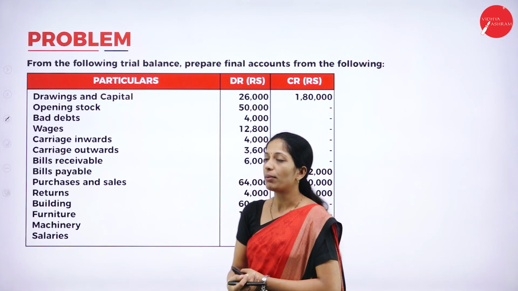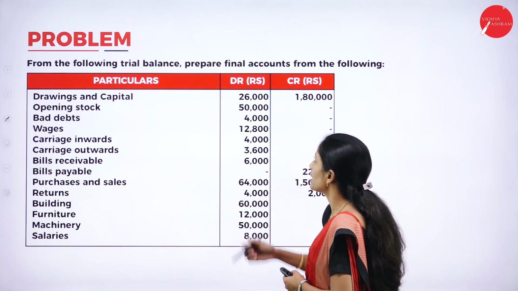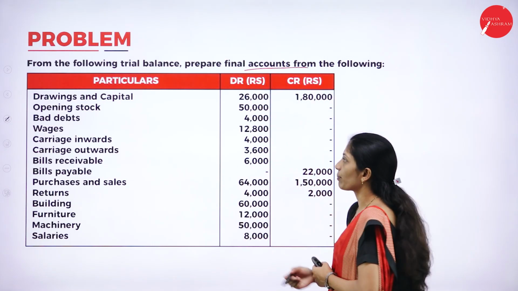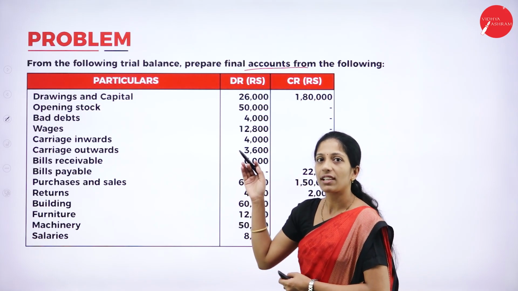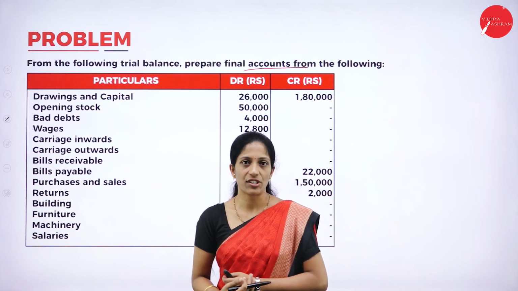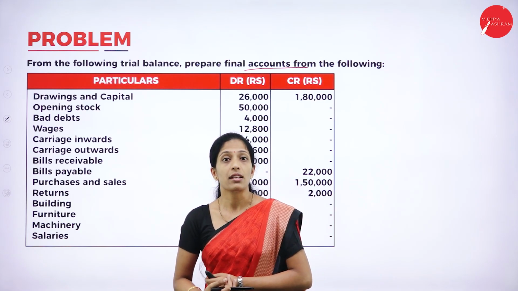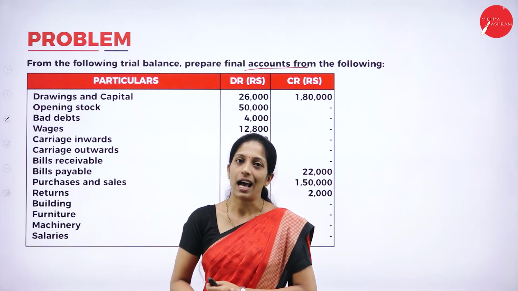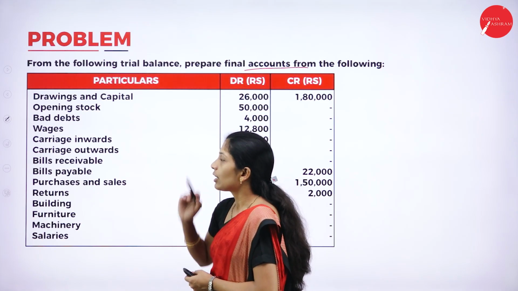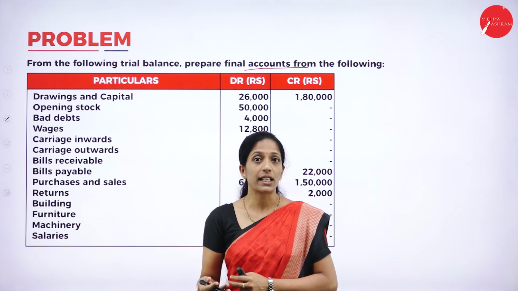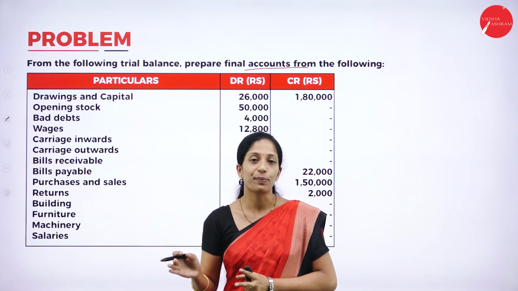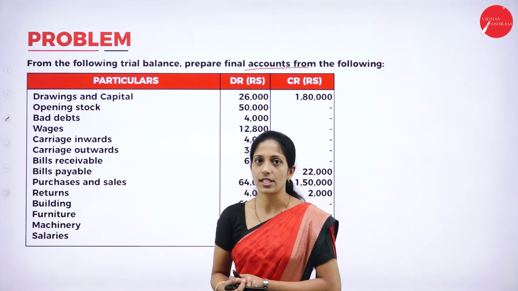Now go through the problem here. From the following trial balance, prepare final accounts. So they have given the trial balance and few adjustments. So we have to prepare the financial statement, that is trading, profit and loss account as well as balance sheet. Now go through the trial balance. Let us quickly see where these items have to be recorded in the financial statement.